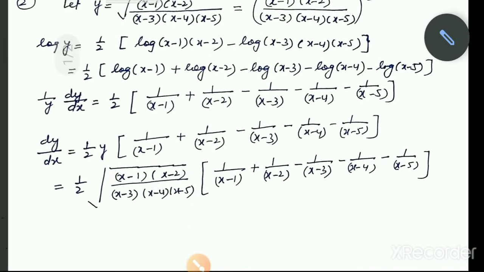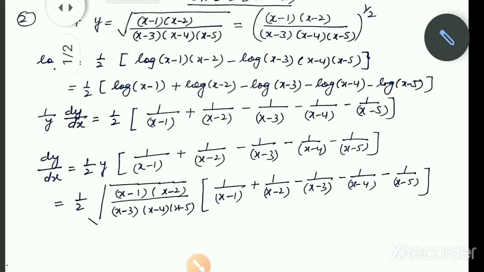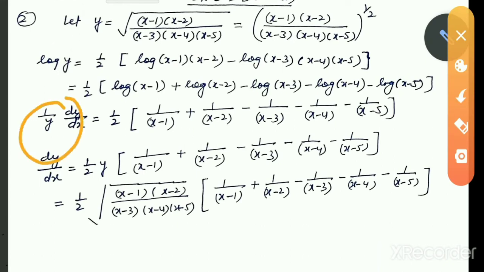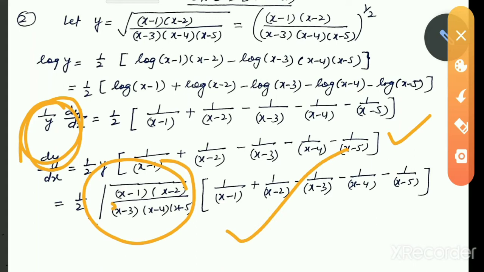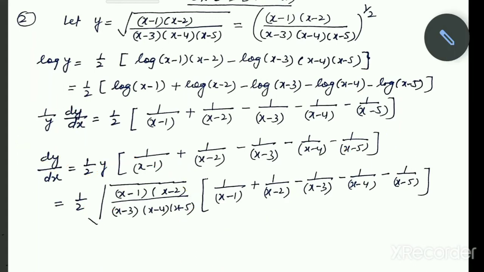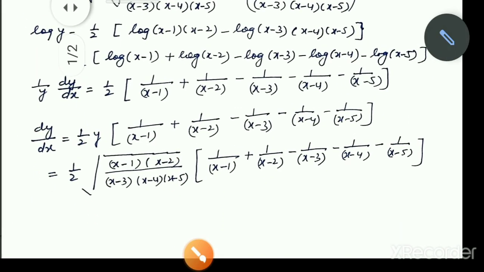Okay, now cross multiply. This y will be multiplied on the RHS. Now put the value of y, and you will get the required answer. Now move to the next question.